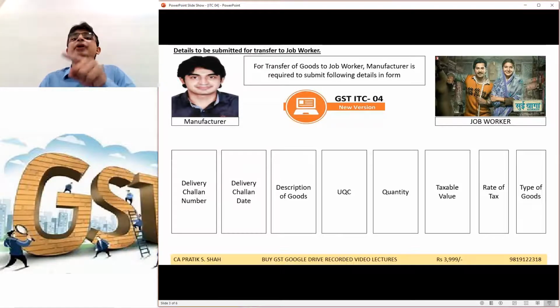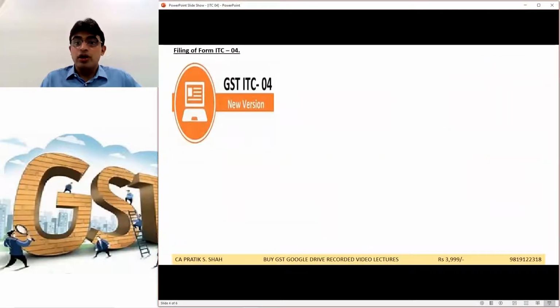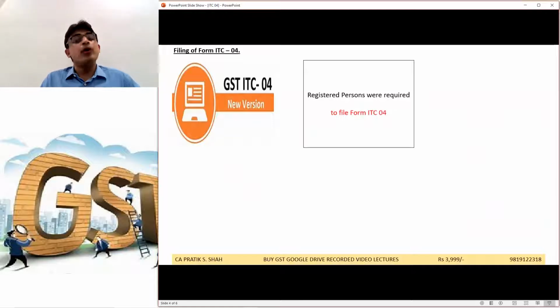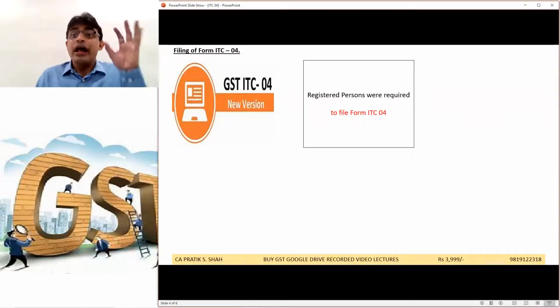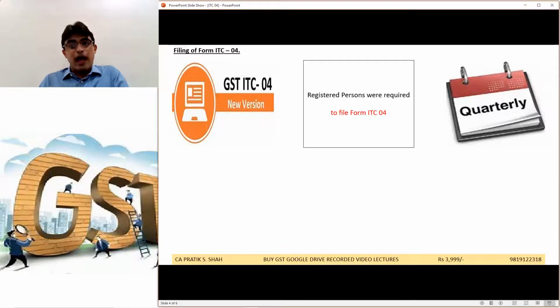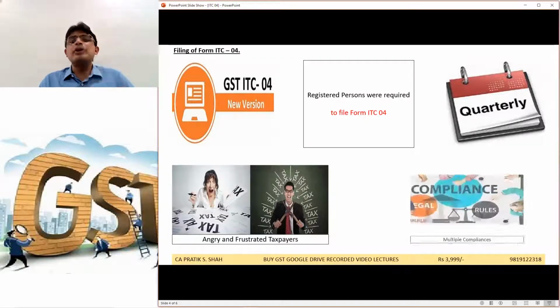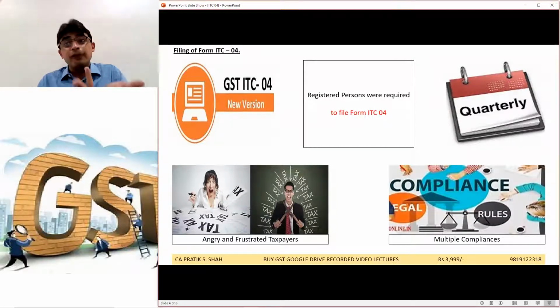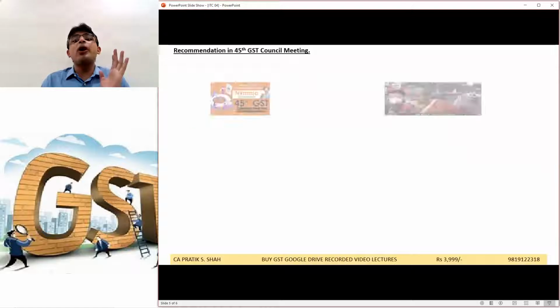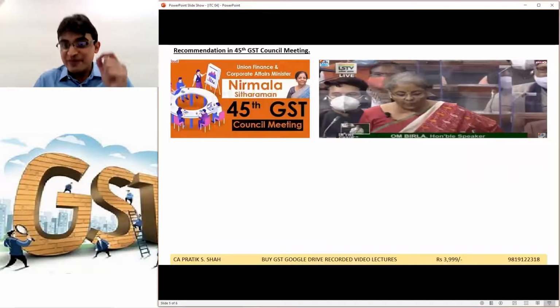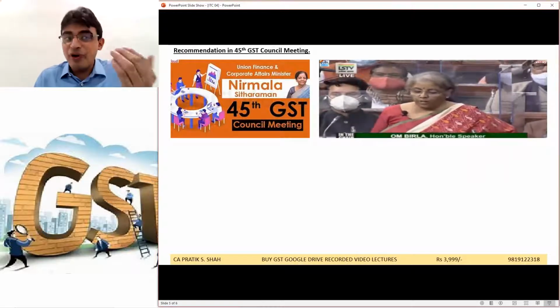This is how you are required to fill form ITC 04 when you transfer the goods to the job worker. Now, please listen. Registered persons were required to fill this form every quarter. So say January to March, whatever transfers I made, I am required to fill ITC 04. Now, every quarter to do this compliance, the taxpayers were agitated. They said, how many compliances do you want? I cannot file quarterly.